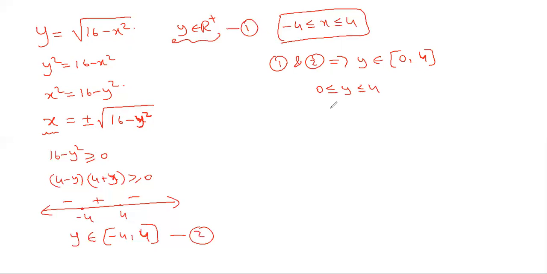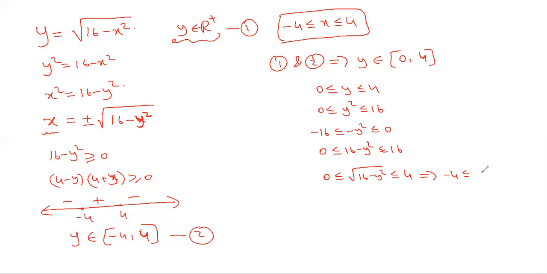Squaring throughout, y square, and then minus 16 is less than or equal to minus y square less than or equal to 0. Adding 16 throughout, 0 less than or equal to 16 minus y square is less than or equal to 16. Taking the square root, if you take the positive square root, you get root of 16 minus y square less than or equal to 4. If you multiply this with minus, you get minus 4 is less than or equal to minus root 16 minus y square is less than or equal to 0.